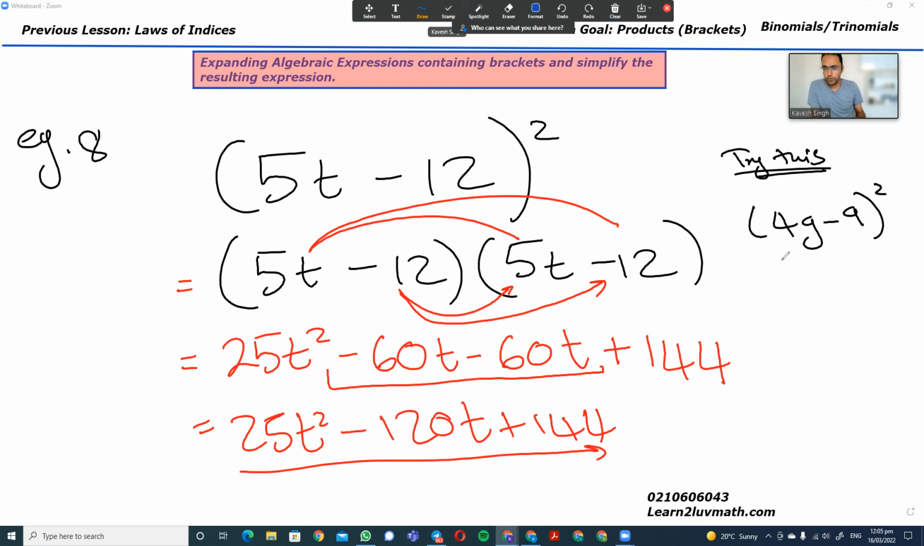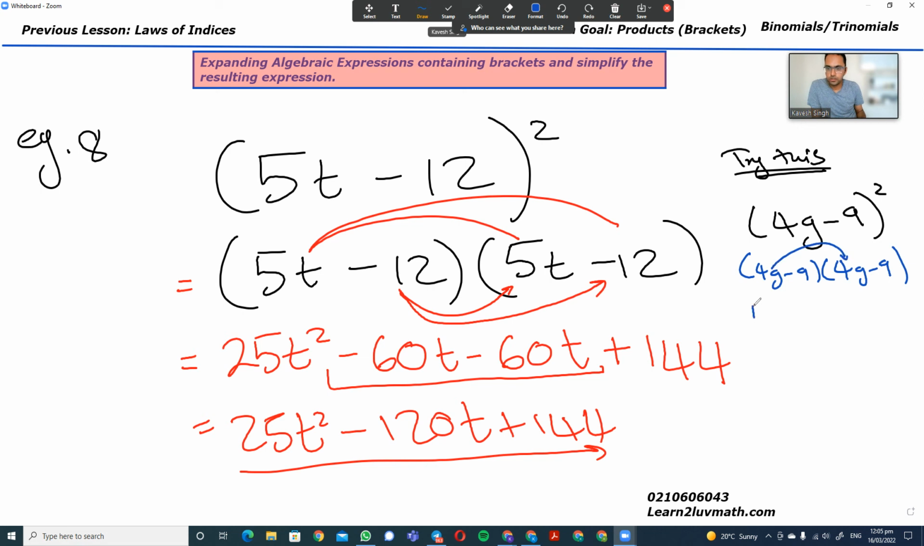All right, so let's go through this one. I have a bracket that is squared. It's got two terms in it. We call this a binomial because it's got two terms in it. So we write the binomial in a bracket twice because we're squaring it. If we're cubing it, we could just write it 3 times.